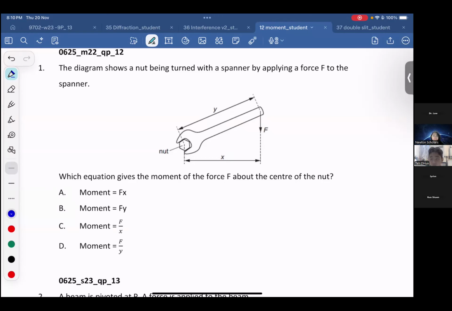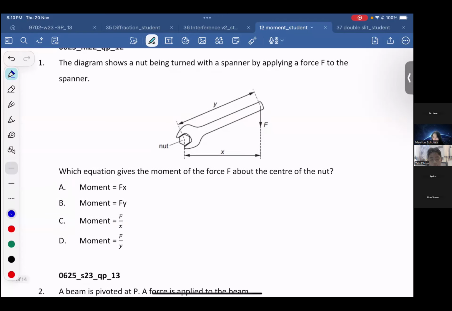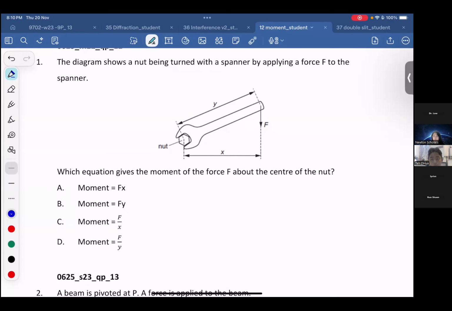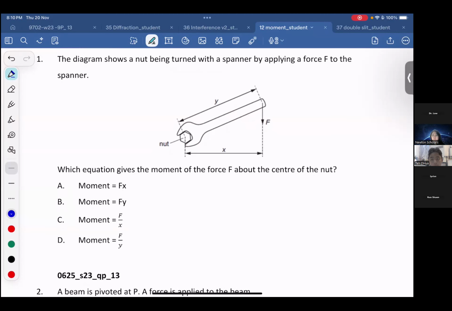Any of you can tell me? Let me see. Emily, correct. How about others? Tell me your answer. Wrong also never mind, dear. Megan correct. Yes, correct right now.